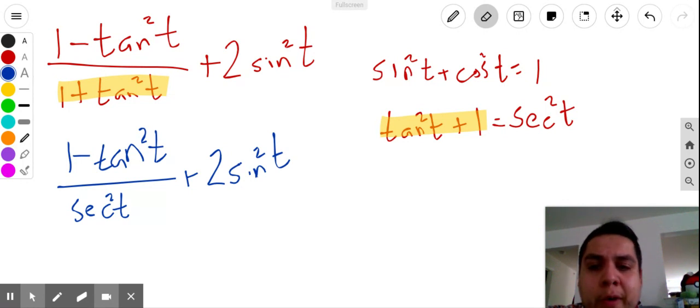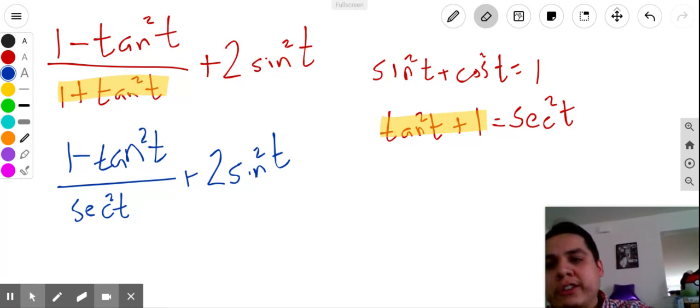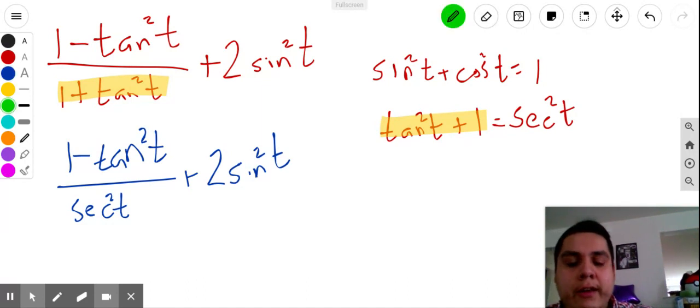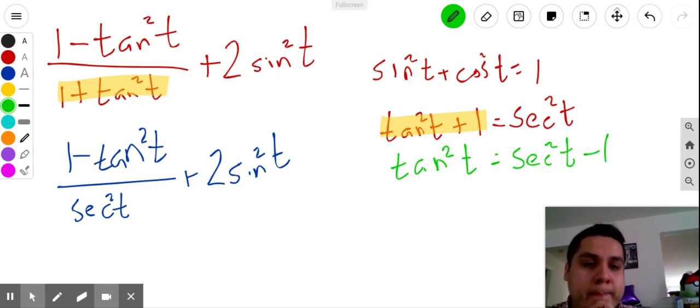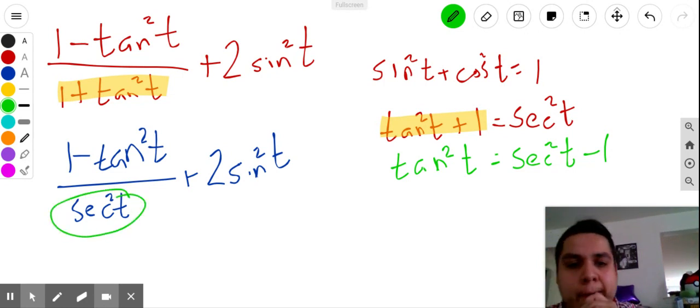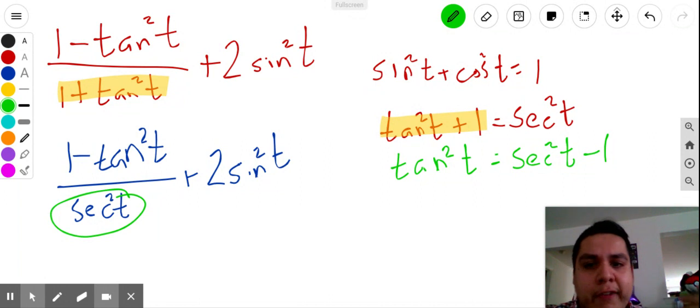I don't have an identity for 1 minus tangent squared. So what I could do is take the identity that's already given to me that I highlighted and say that tangent squared is equal to secant squared minus 1. The reason I thought to do that was because I have a secant here, and it'd be really nice if I could get that secant to cancel out, but I can't do it if I have a secant and a tangent, right?